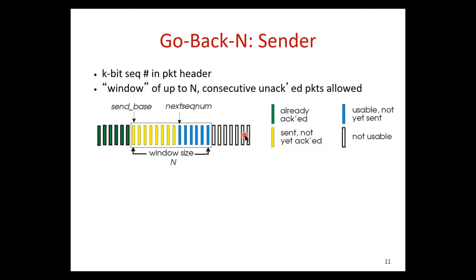And the ones in white are not usable because they are outside of the window. This is by definition of sliding window. The sender is not allowed to transmit more than the number of packets in the window before it has to wait for the ACK. So it's not allowed to use these sequence numbers. And the ones on the left of the window, shown in green, are already ACKed. So we are done with them. This is the past. We don't need to worry about the packets with these sequence numbers. They have been received at the receiver. They have been ACKed.